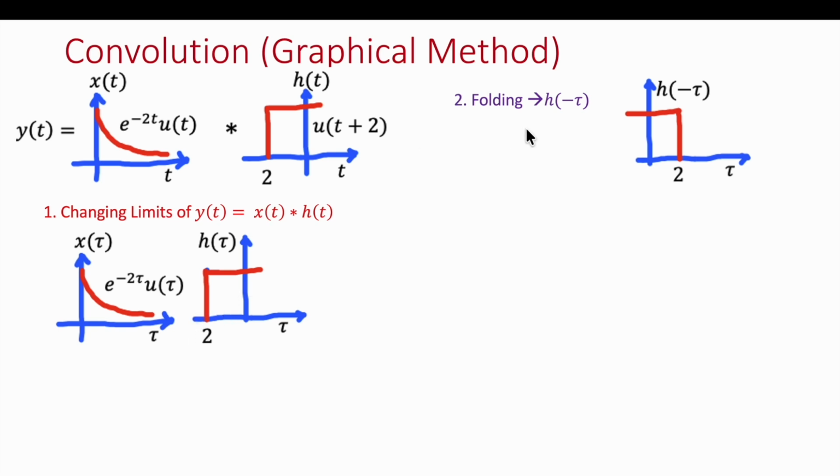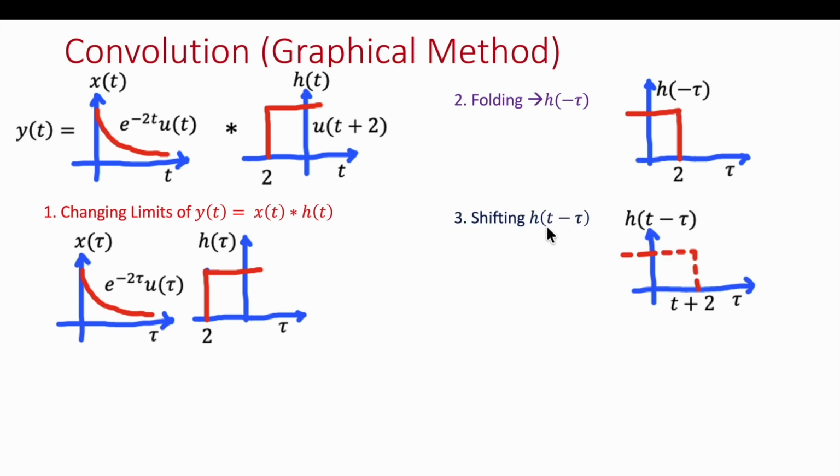Folding means the reflection or the time reversal property that we have already studied in our previous topic. So the folding of this h of t will be on the other side, that is the positive side, which is the reflection or the image. So that is h of minus t. The third step is the shifting. So h of t minus tau, or you can say h of minus tau plus t.